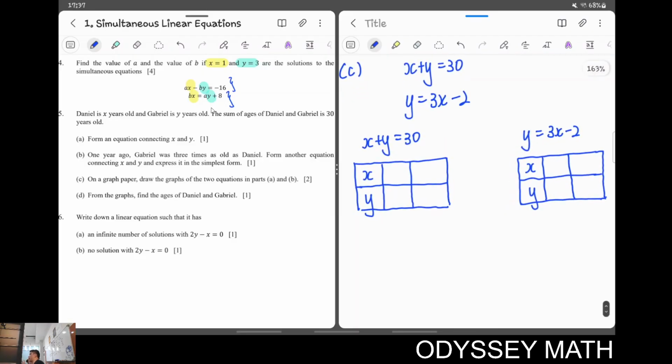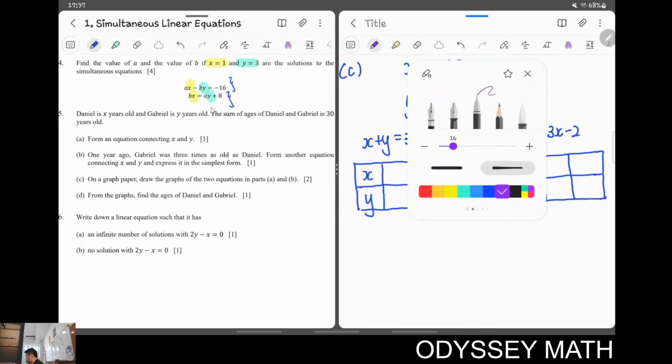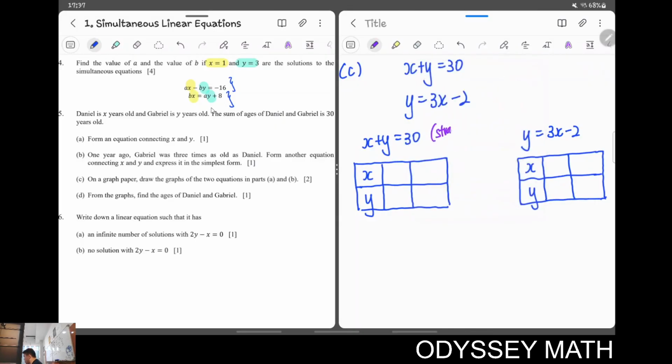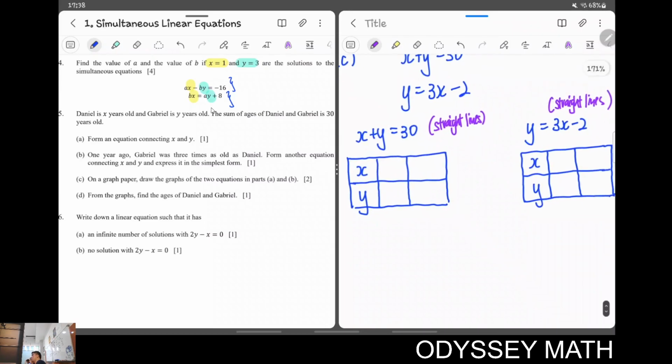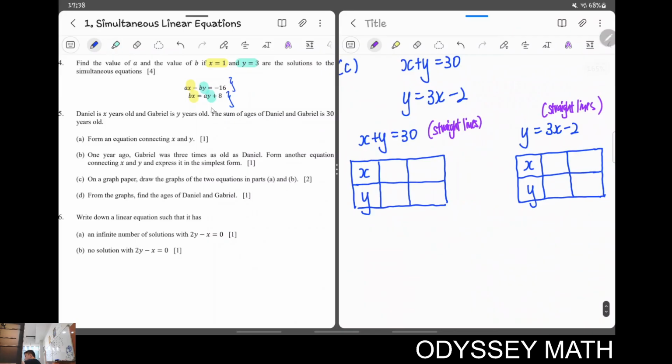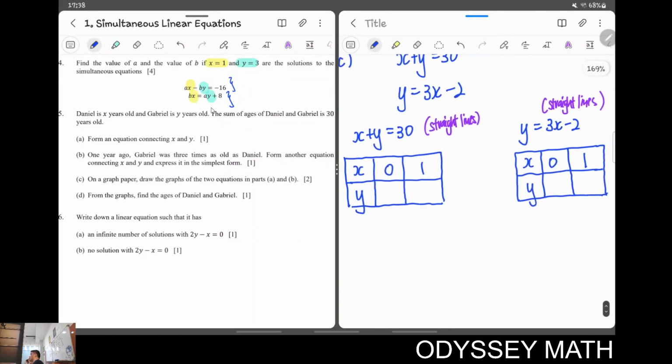Normally for you to draw, in Sec 2 you don't have to worry. These are all straight lines, at least for linear equations. You know the meaning of linear? Linear means straight. So all you have to do to draw straight lines is pick yourself two x values. I say, okay, I pick x as 0 and 1 here. This one you select yourself. Some students ask me, can I choose 1 and 2? 2 and 3? Go ahead, but 0 and 1 is one of the easiest.